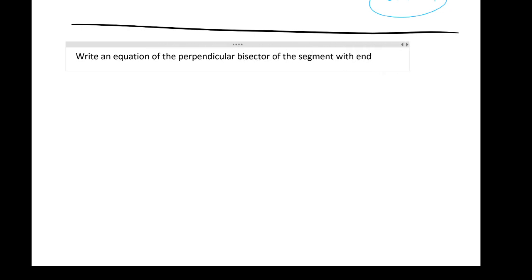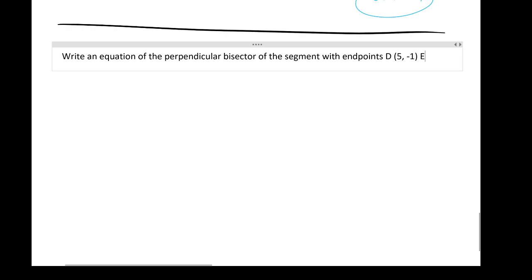And I think it's because it's so abstract. With endpoints, we have the point D, which is (5, -1), and the point E, which is (-11, 3). And there it is. That's the whole problem. This problem is going to be more work than you think, okay? Because we have to do the following.